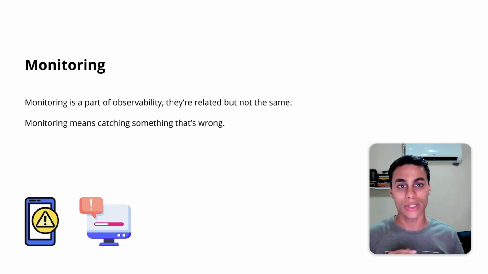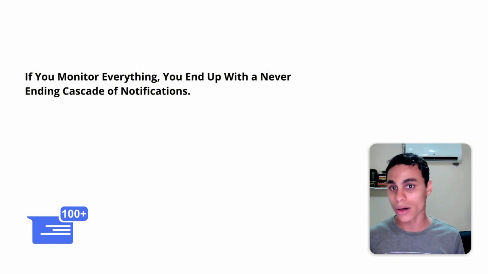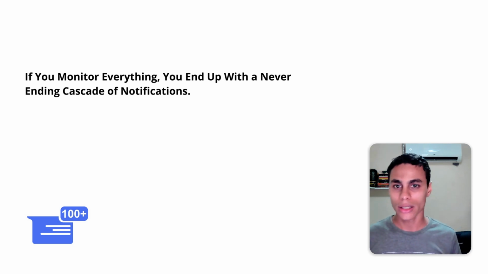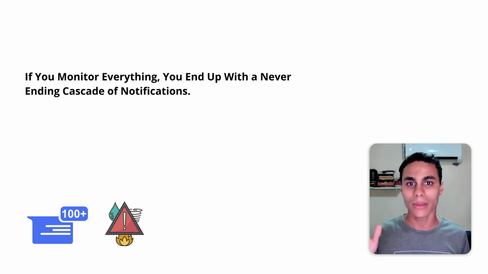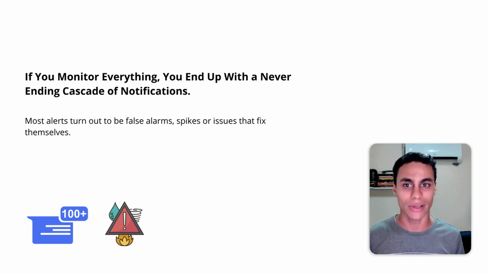Monitoring tells you something is wrong, but you have to be really careful here because we all want to be alerted when something breaks. But here's the problem. If you monitor everything, you end up with a never-ending cascade of notifications. Your inbox becomes a war zone. At first, every alert feels urgent. You drop everything and start digging until one day, you miss a real issue and it is a disaster. You will see that over time, most alerts turn out to be false alarms, spikes or issues that fix themselves.